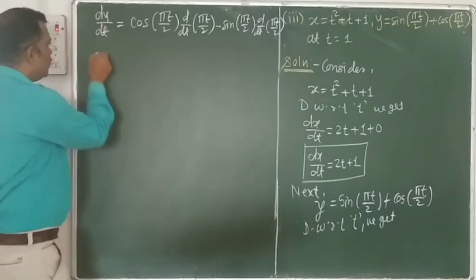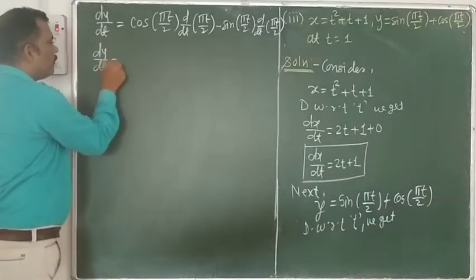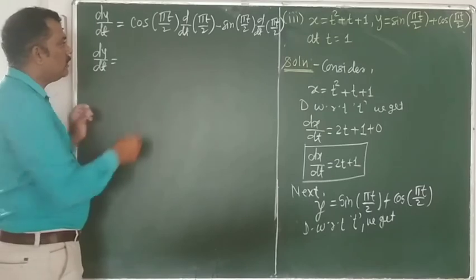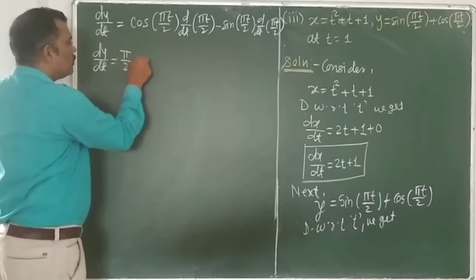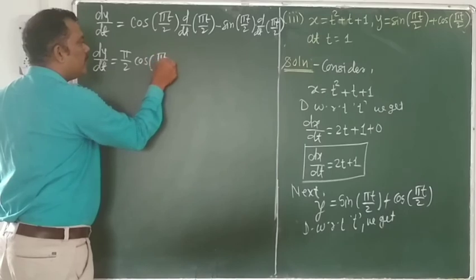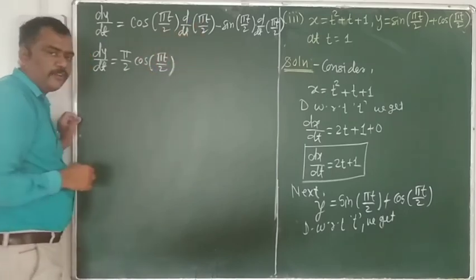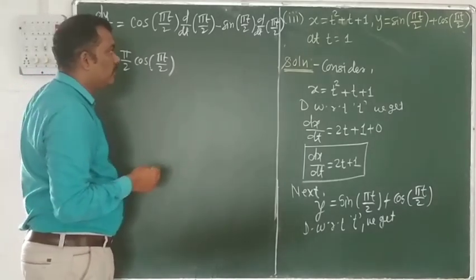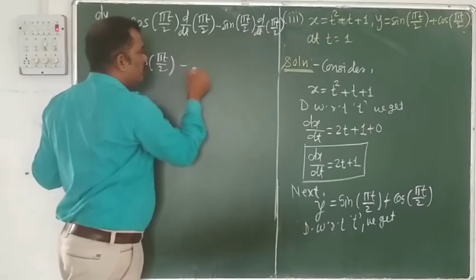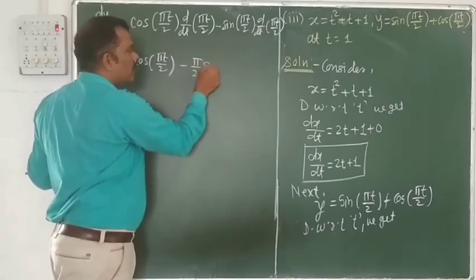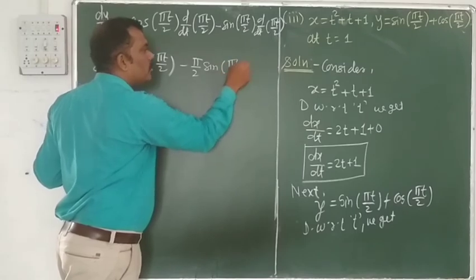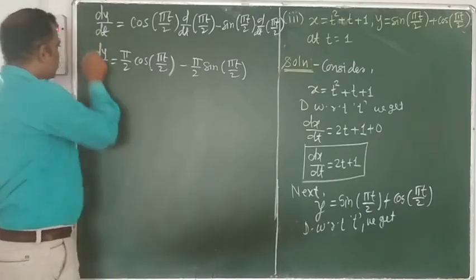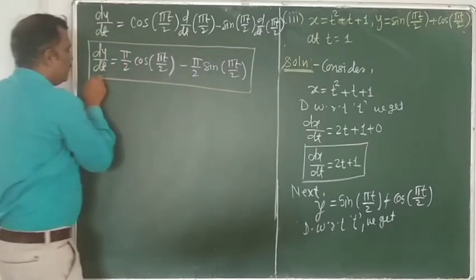So dy by dt is equal to, here pi by 2 is a constant, so we take it outside the derivative, so we get pi by 2 into cos of pi t by 2, with d by dt of t, the derivative of t with respect to t, being 1, and we do not write the coefficient 1. Now minus, here pi by 2 is a constant, so we take it outside, into sine of pi t by 2, derivative of t with respect to t is 1. Okay, so this is dy by dt.